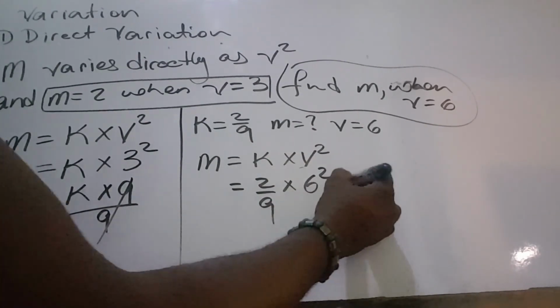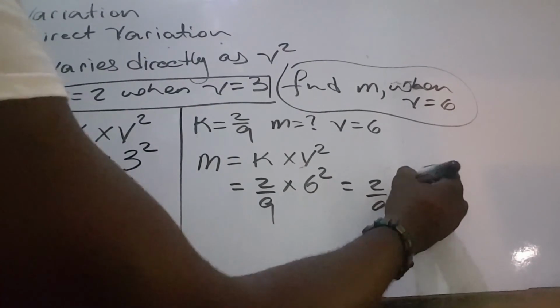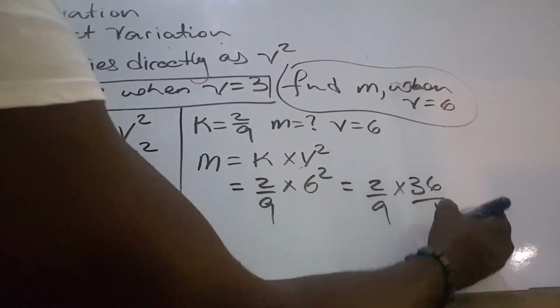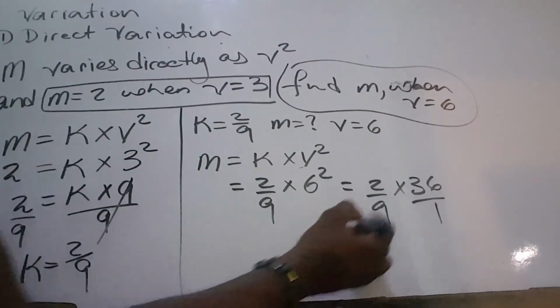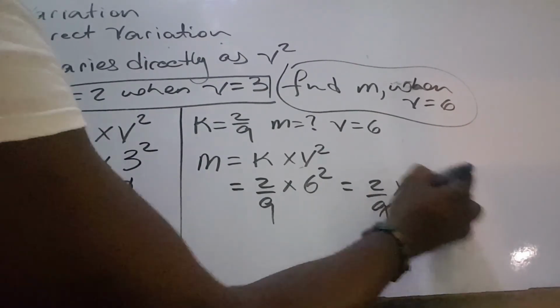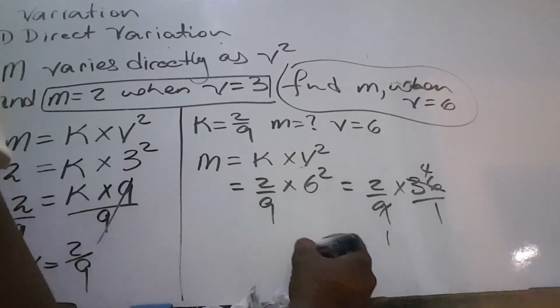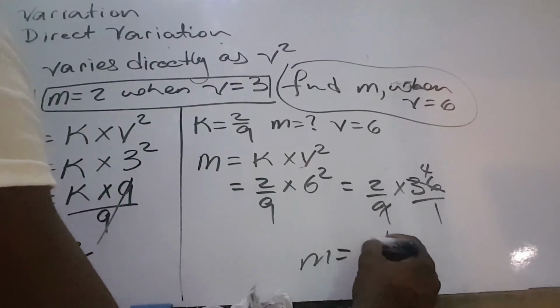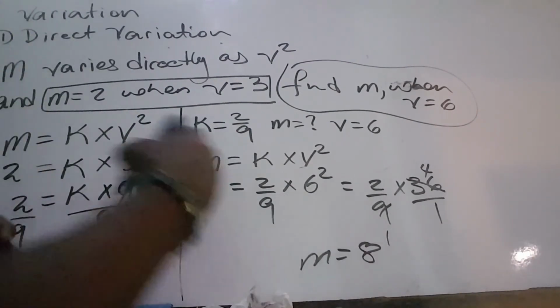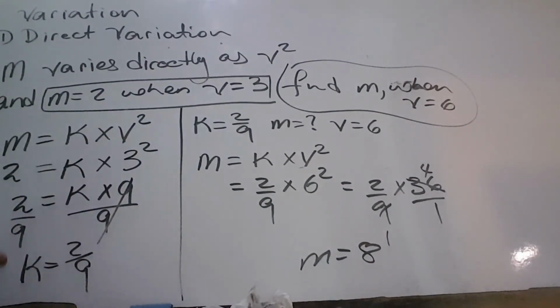So if we go further, we're looking at 2 over 9 times 36 over 1. And of course, 9 into 9 once, and 9 into 36 four times. So m is equal to 8. So there it is. Just a simple way of introducing the direct variation question. It's very simple. m is equal to k times v squared, and stuff like that.